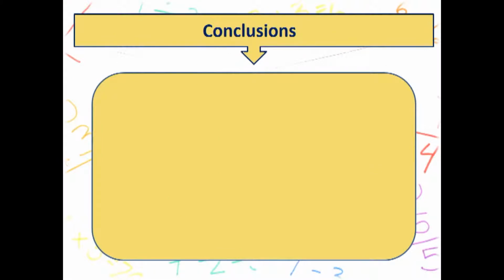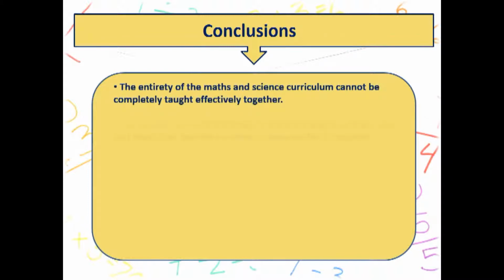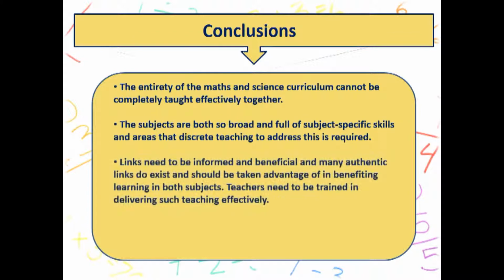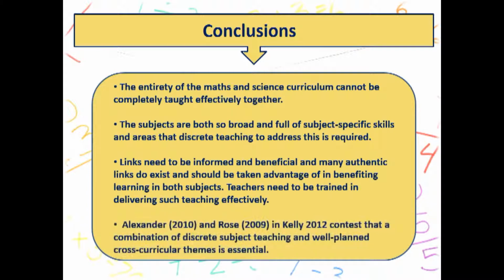Following a fluctuation of changes from more free topic-based teaching in the 80s, past the introduction of the national curriculum in 1988 in an attempt to standardise discrete teaching across schools, to the freedom organisations have today in delivering curriculum coverage, it seems in relation to maths and science, authentic links exist that benefit both subjects. However, they can't account for the entire curriculum and subject-specific skills and knowledge. As Alexander 2010 and Rose 2009 contest, a combination of discrete teaching and well-planned cross-curricular themes is essential.